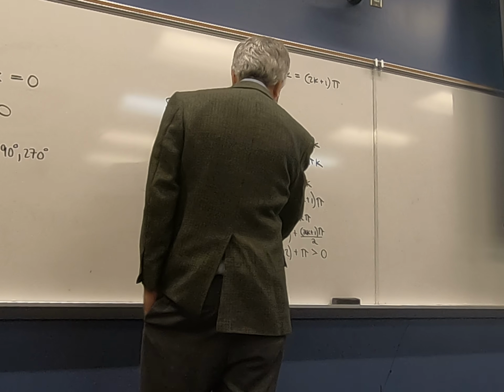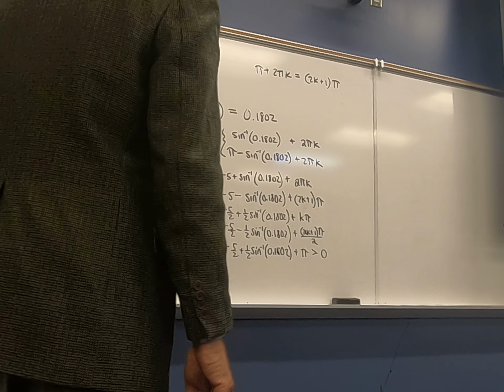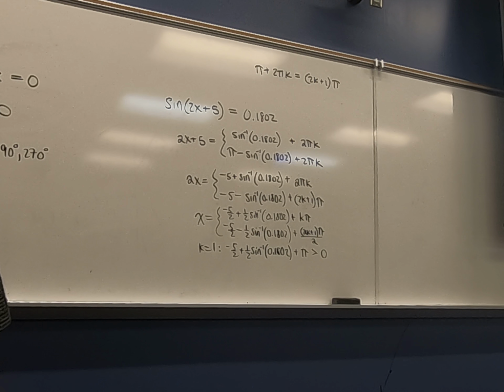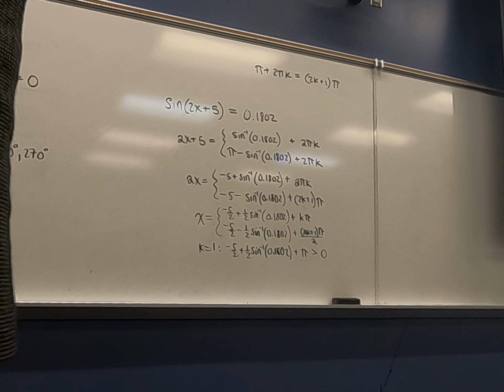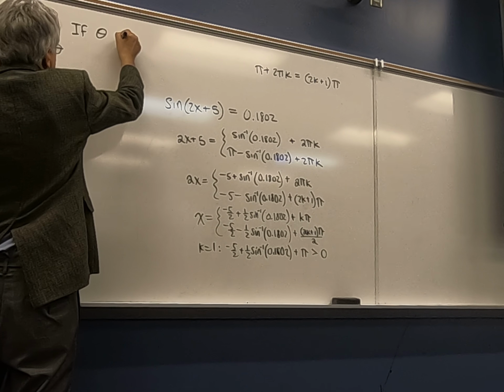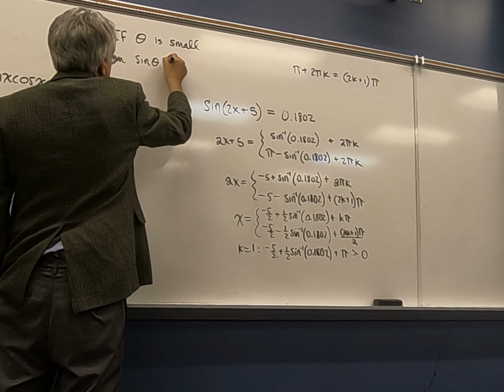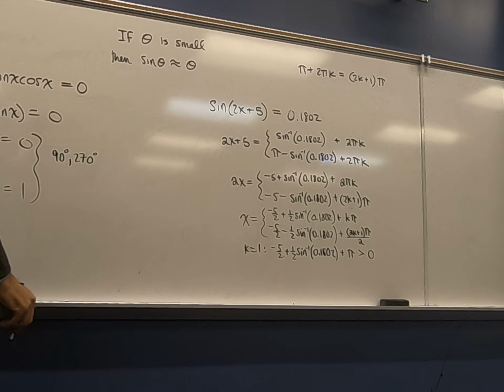How about this one? Will this one also be positive? So this is a pretty small number here, right? The angle whose sine is 0.1802 is probably pretty close to 0.1802. Is that a well-known thing? If theta is small, then sine theta is approximately equal to theta. Very useful approximation for small angles, because it's a lot easier to compute theta if you have theta than it is to compute sine theta. And if they're about the same, just use theta.